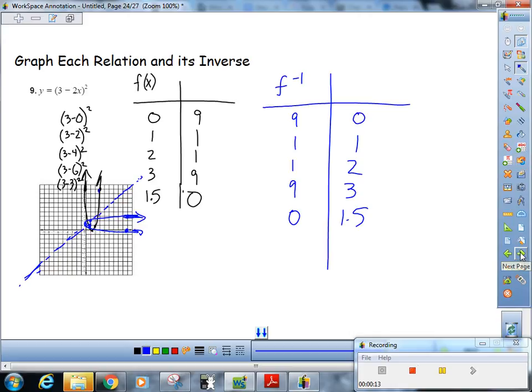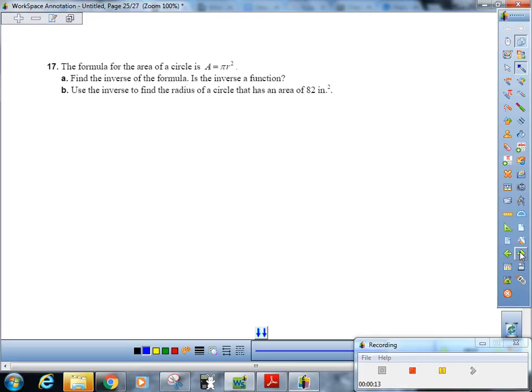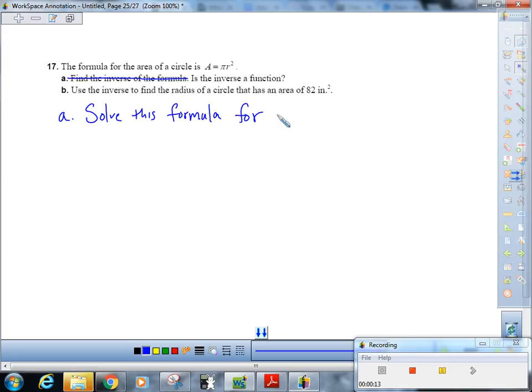The next question is number 17. I like this question, but I don't like the first part of directions A. Let me restate that, I think you guys would understand this better. Instead of writing find the inverse, I think it should tell you solve this formula for R. Okay, so let's do that.